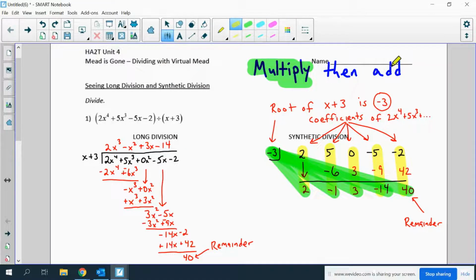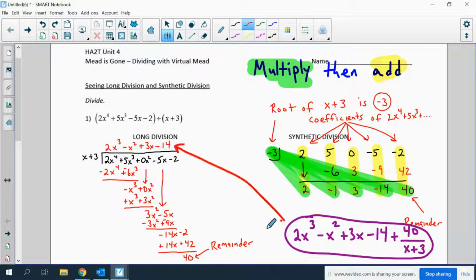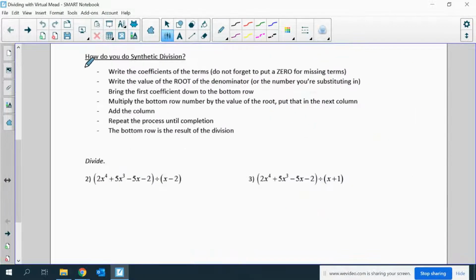So I multiply -3 by 2, and I put a -6 in that next column. I add the columns. And then eventually I get 2, -1, 3, -14, and 40. Notice that those are identical to what I had in the long division. So as you can see, the answer ends up being identical either way.